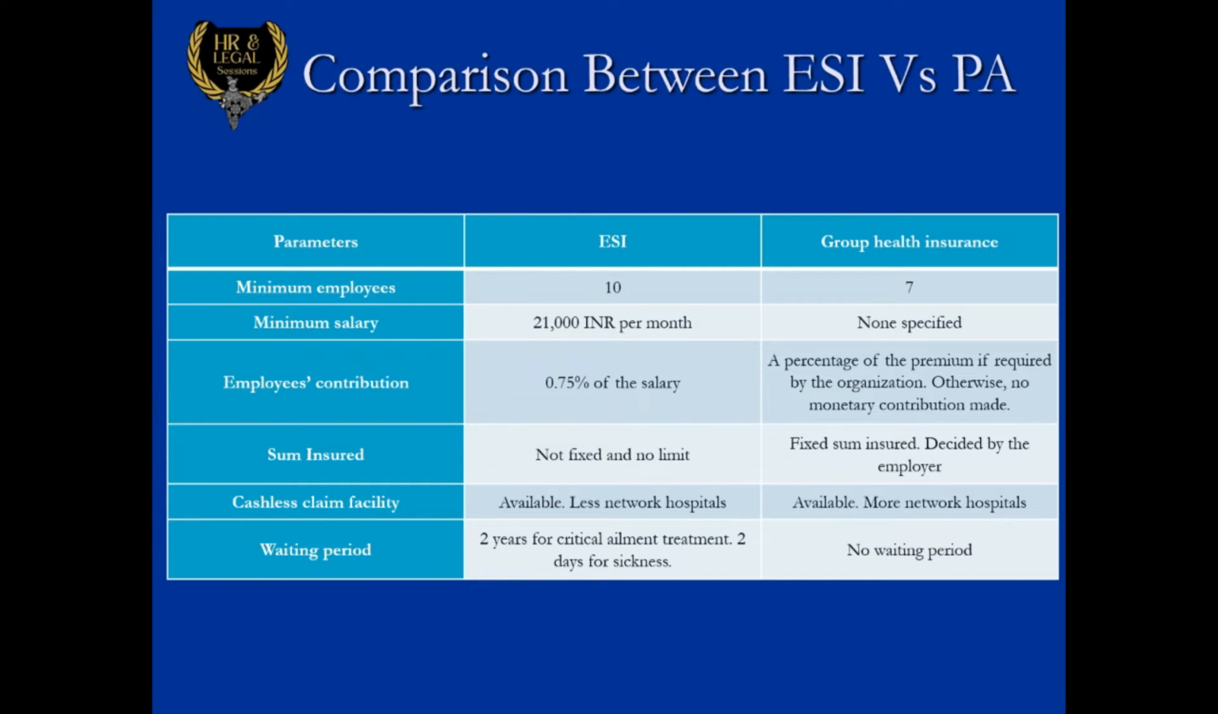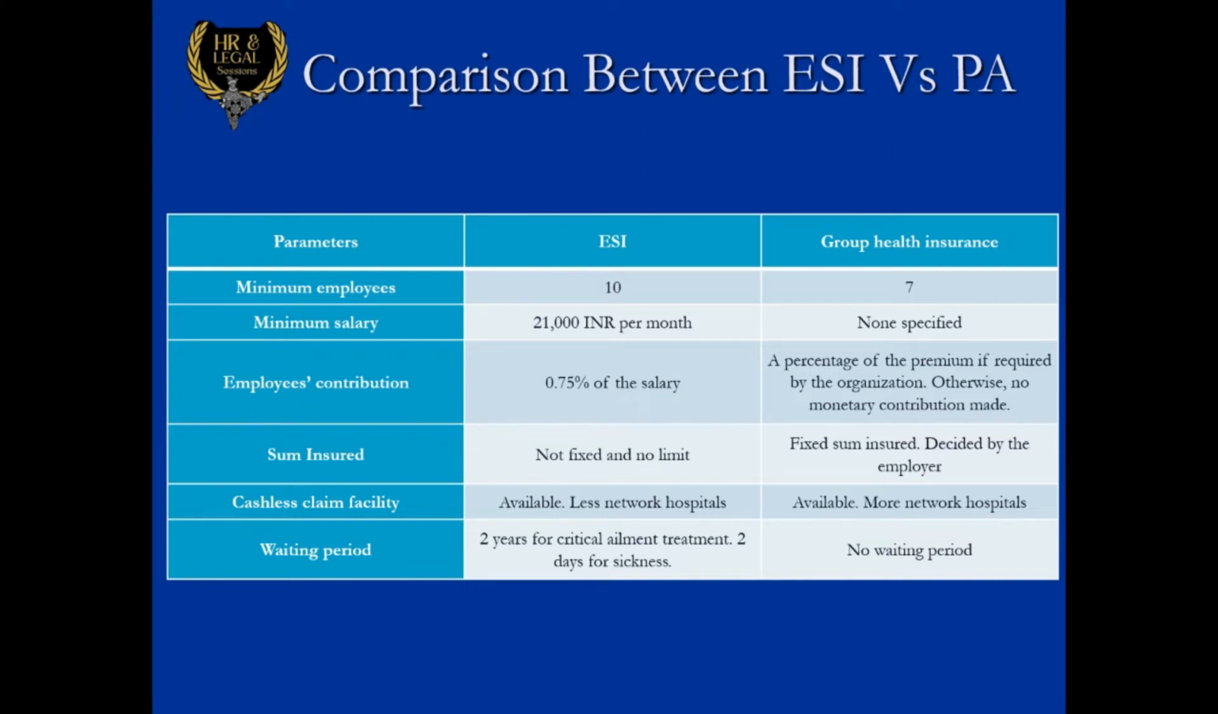Sum insured is not fixed and there is no limit in the ESI. Here the employer has to fix the sum insured. Say, for example, if a person is in the position of a GM or director level, the sum insured will be much higher, and for those in a very low age group, the sum insured will be very less. Like that, the policy modality will change according to age, position and other things. That will be decided by the insurer and the respective employer with respect to sum insured.